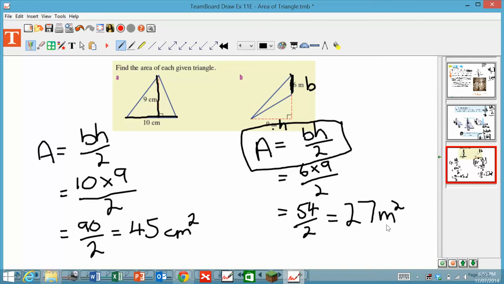Really, really easy. Don't forget units. Don't forget it's squared for area. All right, nice short one again.